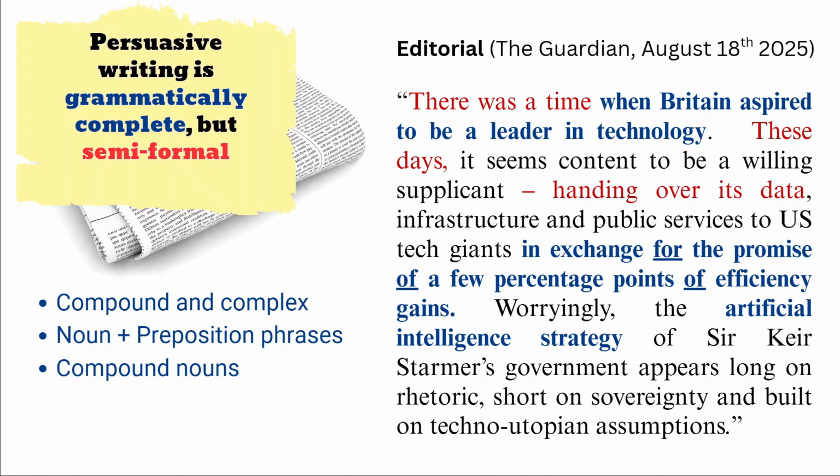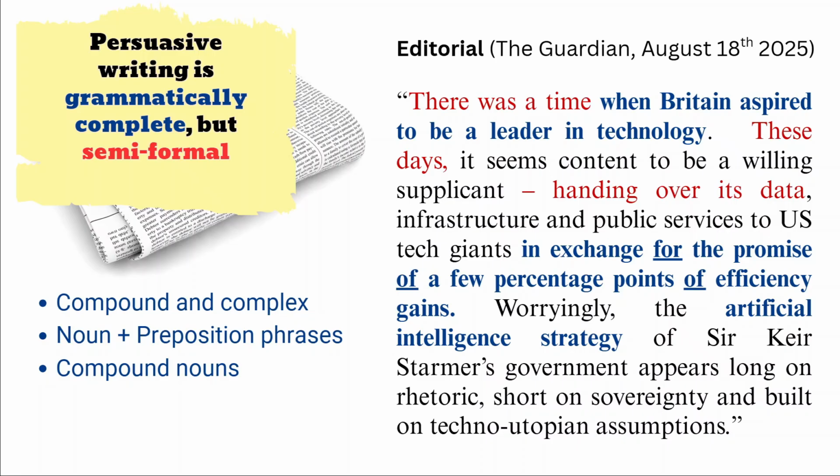This is the second part of a complex sentence, and editorials such as this one are full of the range of sentences that you can get in English: simple, compound, and complex. You'll also see nouns that are followed with a number of preposition phrases, a very common feature of formal and advanced English, in exchange for the promise of a few percentage points of efficiency gains. For the promise of a few percentage points of efficiency gains. 3 different preposition phrases that all describe the word exchange.